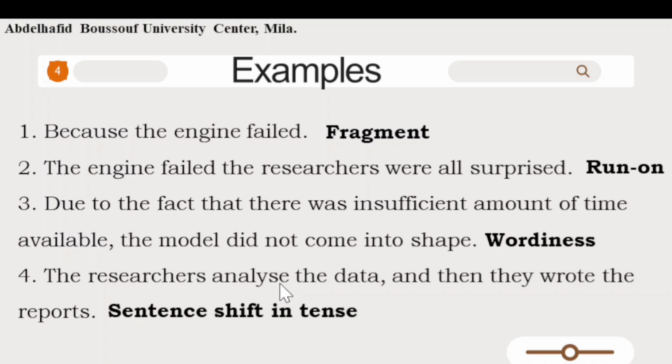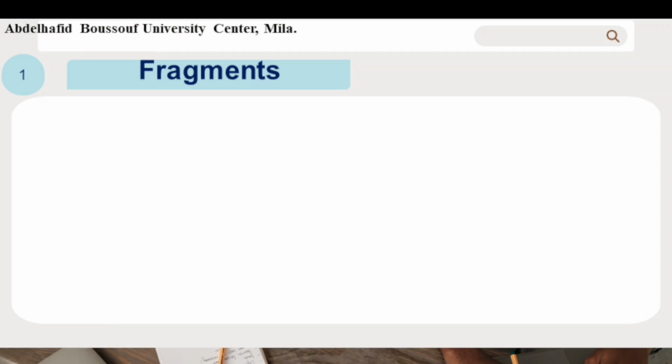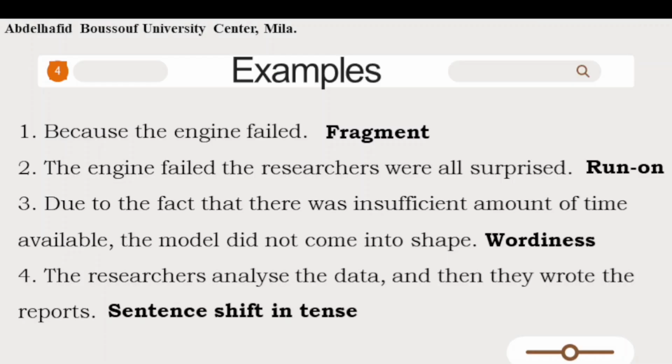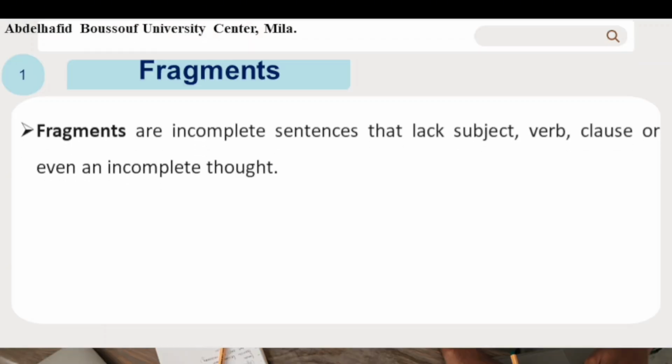This reminds us of parallelism. We have no parallel structures. We call it sentence shift in tense, which is inconsistency in tense, which is faulty parallelism in verb form or verb tense. Without further ado, let's elaborate on each problem.